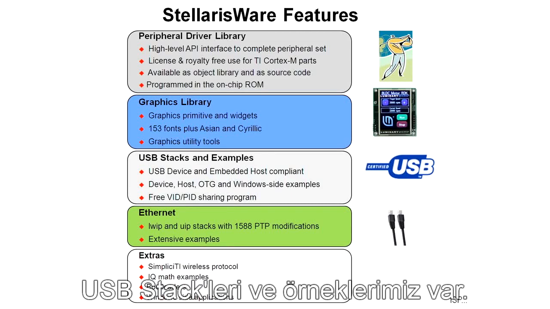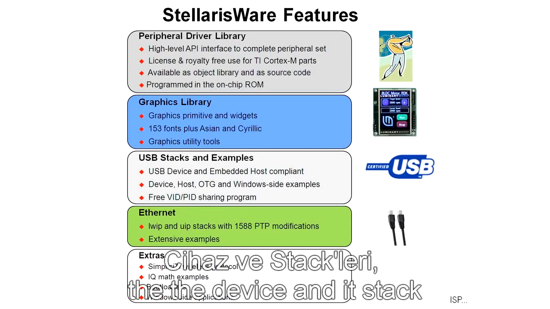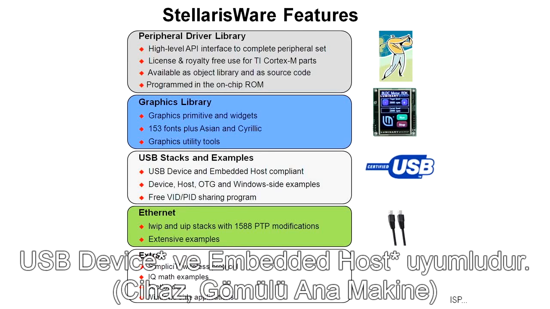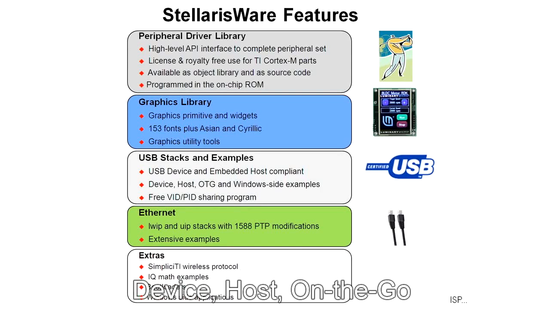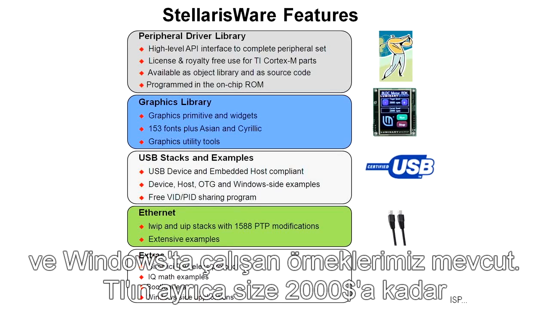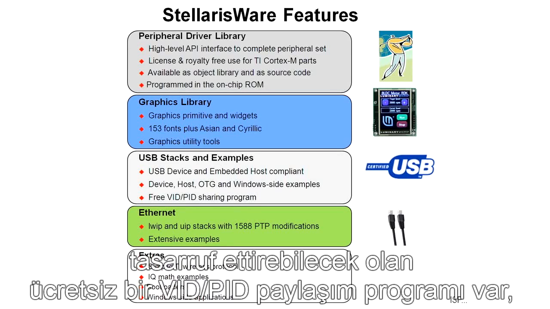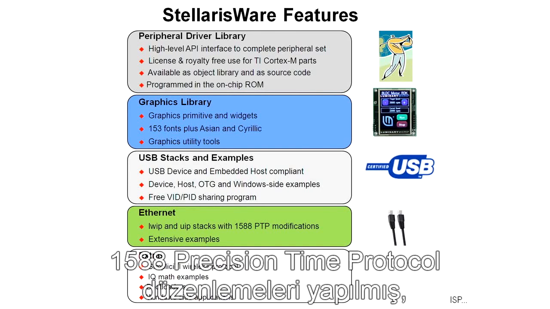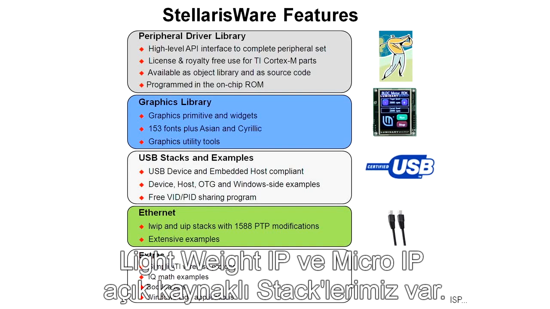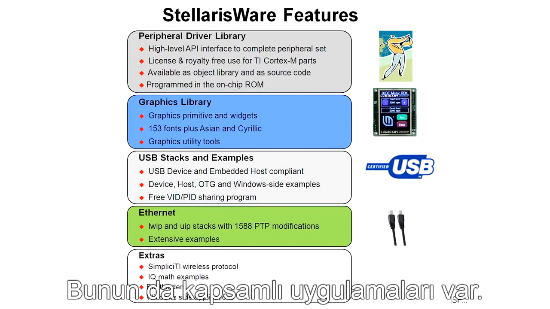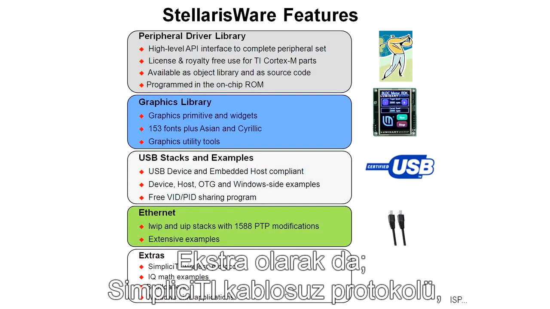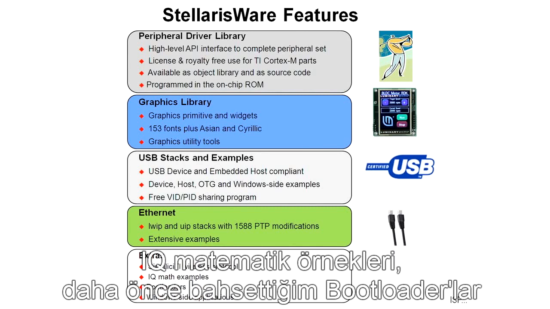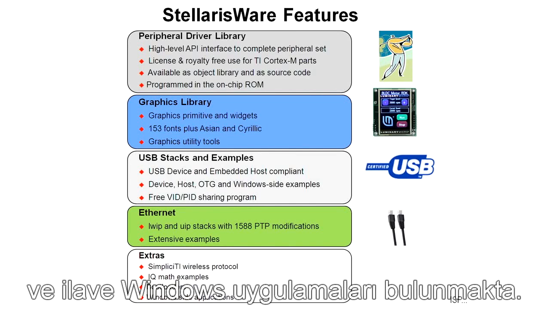We have USB stacks and examples. The device and its stack are USB device and embedded host compliant. We have device, host, on-the-go, and Windows-side examples available. TI also has a free vid/pid sharing program that I'll talk about later that can save you as much as $2,000. For Ethernet, we have lightweight IP and micro IP open source stacks with the 1588 precision time protocol modifications made to it and extensive examples in that. Some other extras, we have the Simplicity wireless protocol available, IQ math examples, bootloaders, and like I mentioned earlier, additional Windows side examples for you.